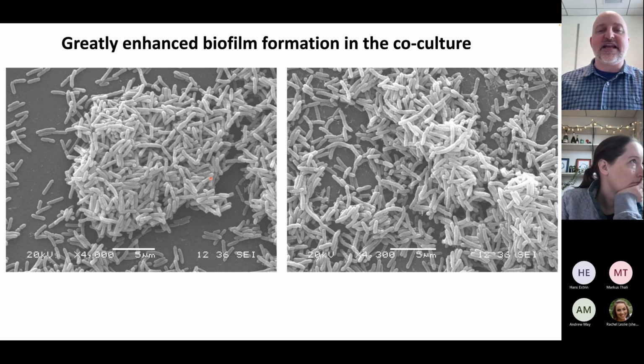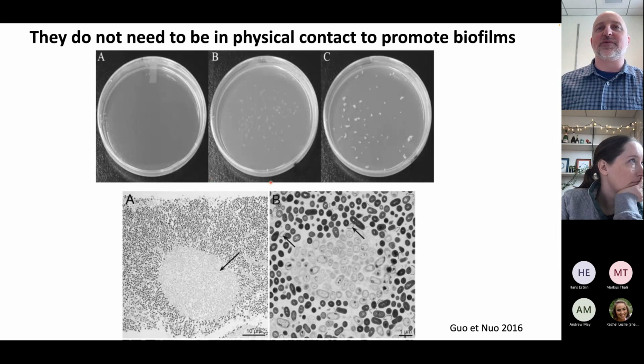But interestingly, it doesn't require contact. So one group, actually now a little while ago, showed that the supernatant of Ralstonia can make Listeria form these clumps, even if they're not attached to a surface. They'll just sort of spontaneously aggregate.